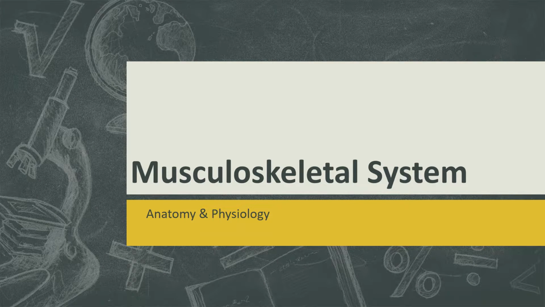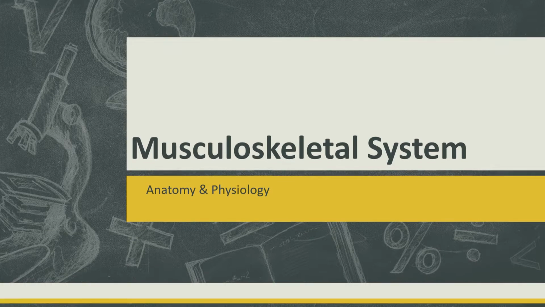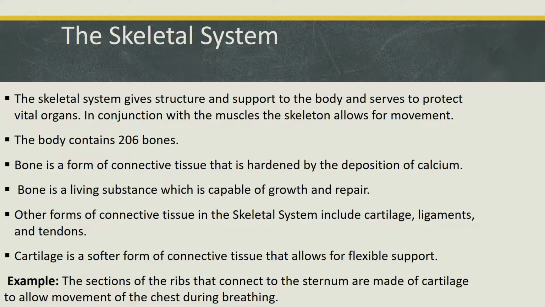Anatomy and physiology. The musculoskeletal system. The skeletal system. The skeletal system gives structure and support to the body and serves to protect vital organs. In conjunction with the muscles, the skeleton allows for movement. The body contains 206 bones.